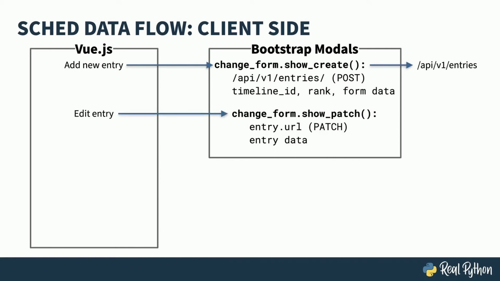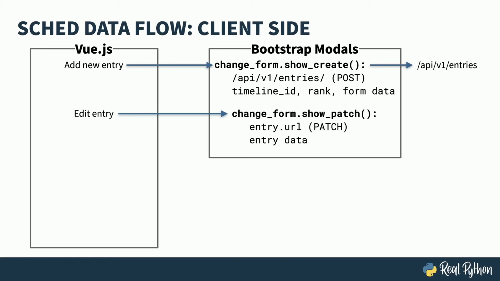The same form is used, but this time it calls a method called showPatch. ShowPatch takes two parameters: the URL of the object being edited. This would be the entry object inside of Vue.js that's actually being edited, and its URL attribute, and then the data from the actual entry object. ShowPatch shows the same form, pre-populated with the data from the entry object. The user can then make changes.